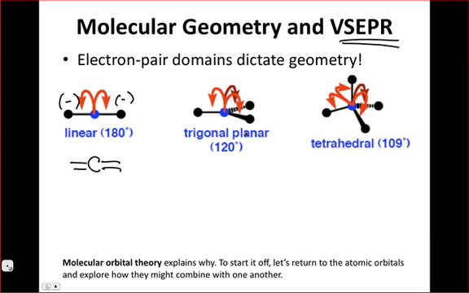If there are 3 of them, the most favorable geometry is trigonal planar. Classic example of that is a carbon with 1 double bond and 2 single bonds. We see we have 3 electron pair domains here, and trigonal planar geometry. And then finally with 4, we have a tetrahedral geometry that results. Classic example of that is simply carbon with 4 single bonds.